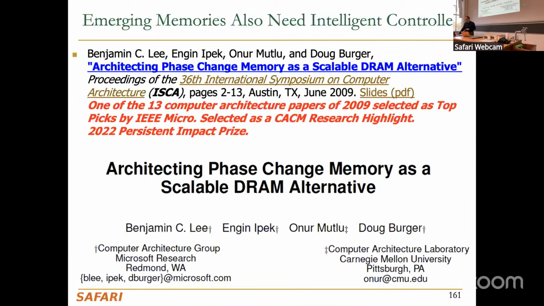Okay. So we're going to talk about emerging memory technologies at some point. I don't know, maybe tomorrow, maybe next week. But emerging memory technologies actually also need intelligent controllers. So we're going to talk about phase change memory, for example, which is a fascinating memory technology that I have worked on for many years. But it turns out these technologies are also vulnerable to different types of problems. For example, phase change memory has an endurance problem.